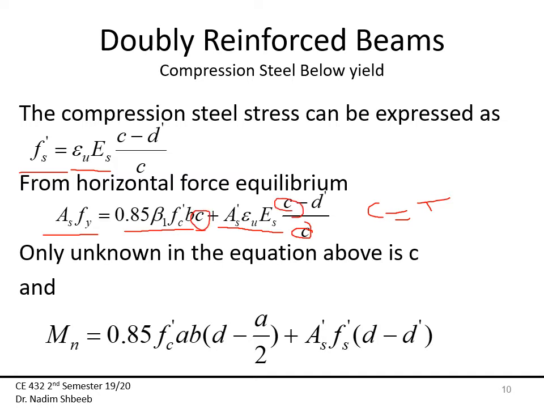Once I'm in, I can find that out, because this becomes more or less a quadratic equation in c, and we know how to easily solve for that. So if I want to know what my nominal moment is, it is simply going to be 0.85 f'_c a b (d minus a over 2) plus A'_s f'_s (d minus d'), where f'_s we can calculate from this right here once we find c.